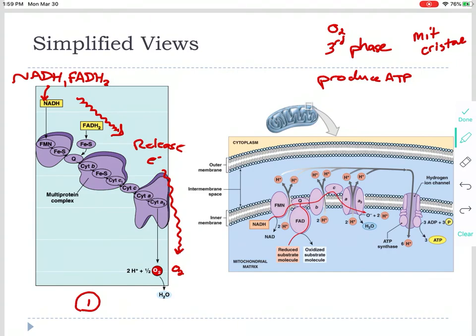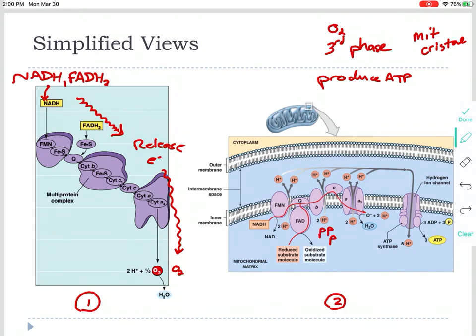Cool. How does it happen? Well, we have our first phase. We bring in the enzymes, the coenzymes from the Krebs cycle, which carry electrons for a while, and then they release the electrons, which eventually forms oxygen. Then we have our second phase.